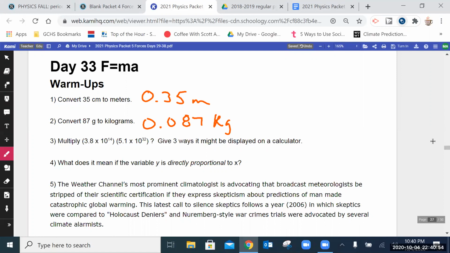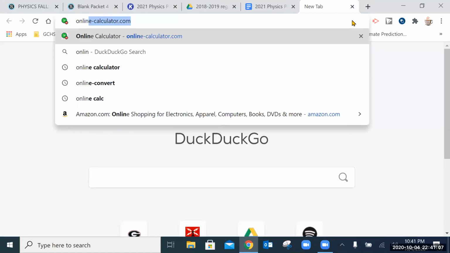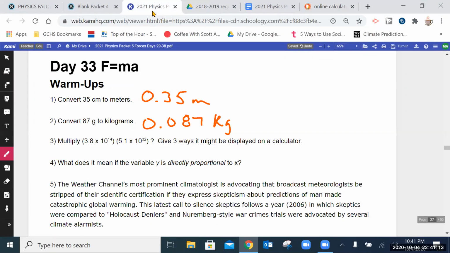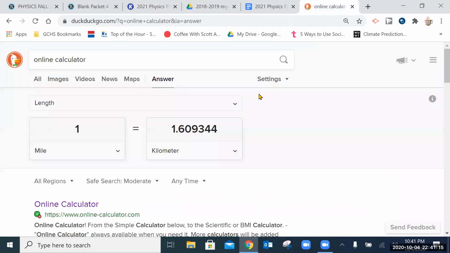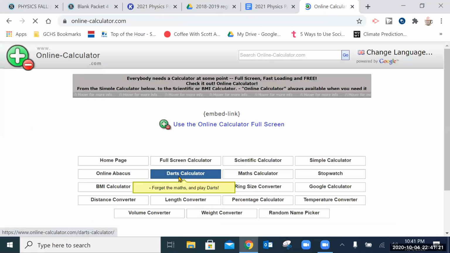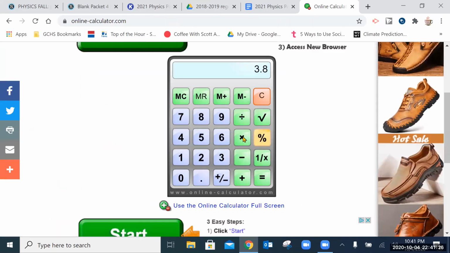Multiplying 3.8 times 10 to the 14th times 5.1 times 10 to the 12th. Okay, well, let's look at an online calculator here. And I forget what the numbers are. 3.8, 5.1. So I just type in here 3.8 times 5.1 equals 19.38.